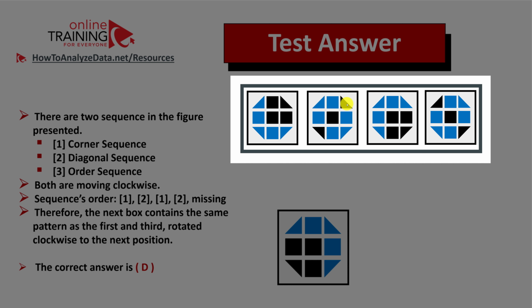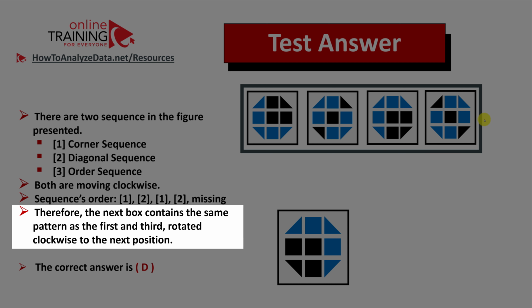There is also a diagonal sequence, and I show this sequence right here in boxes 2 and 4. And the diagonal sequence also moves clockwise. It moves from the top right corner to the bottom left corner. And in box 4, it goes from the upper left corner to the bottom right corner. So once you know both sequences, you can calculate the missing item number 5. And the logic here is that the next box will contain the same pattern as the first and the third, rotated clockwise to the next position.